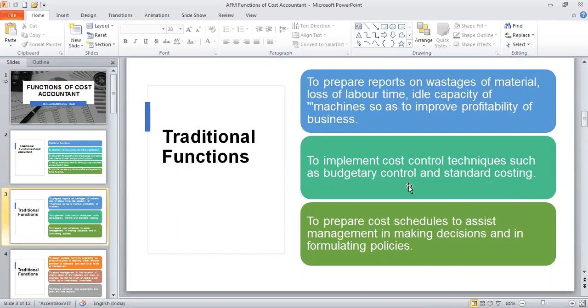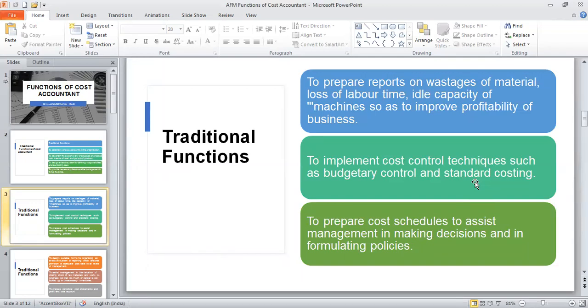And implementation of budgetary control and standard costing techniques is also a responsibility of the cost accountant. We are all aware of that. As a part of controlling the cost, in standard costing, they fix the standard material cost, the standard labor cost, and standard overheads, right? Then they compare the actual costs they are spending with the standards. Finally, they will identify the variances, the reasons for these variances or differences, and work on their minimization.